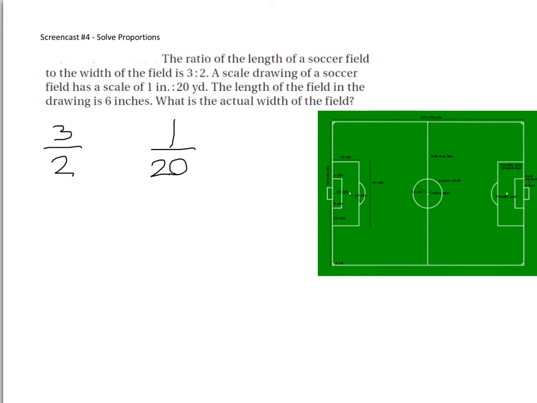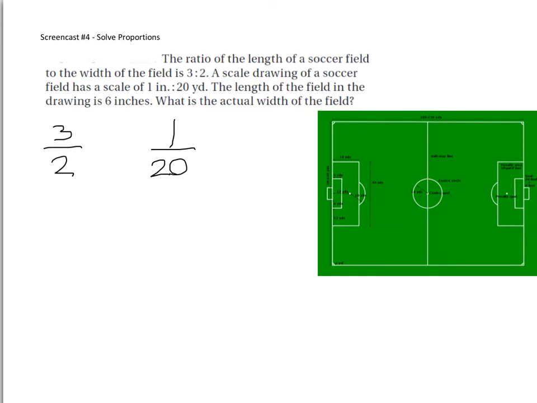Here's the problem. The ratio of the length of a soccer field to the width of the field is 3:2. A scale drawing of the soccer field has a scale of 1 inch for every 20 yards. The length of the field in the drawing is 6 inches. What is the actual width of the field? Alright, so this is one of those two-part proportion problems, but we can do it.